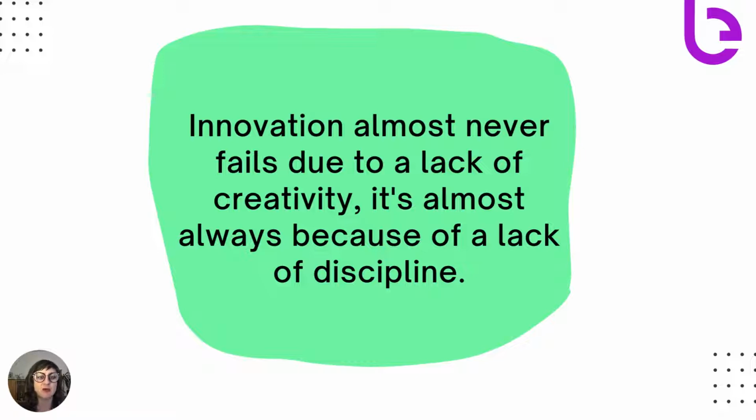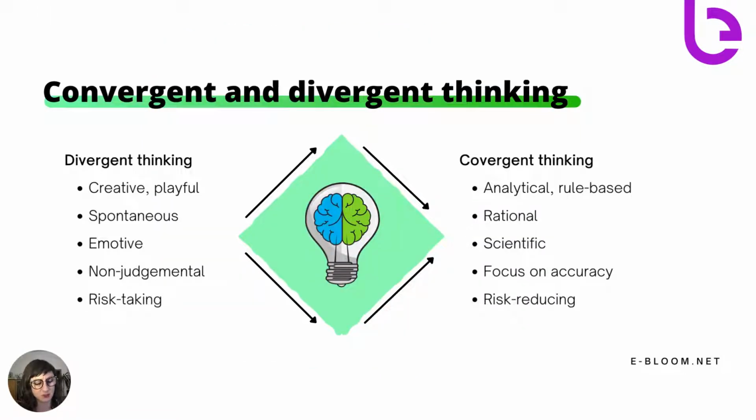So how do the frameworks of innovation help us to do this? Well, we have processes, and in the processes, we basically induce something that we call divergent thinking and then convergent thinking. What are these two things? Divergent thinking is when we look for a quantity of ideas. We are not judging. We are just being creative, playful. We are spontaneous. We are driven by emotions, and we don't judge ideas. Convergent thinking is being analytical and rational and basically taking this data and analyzing it and choosing one idea, focusing on accuracy and reducing risks.